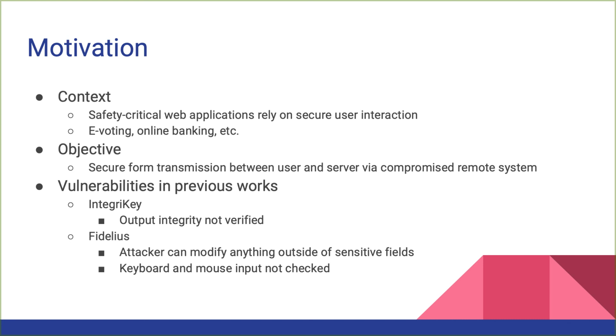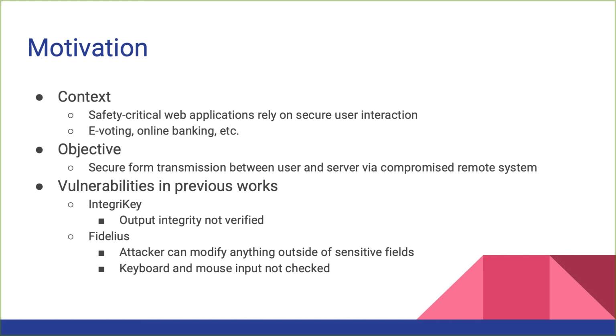Previous works like Integrity and Fidelius have attempted to solve these problems, but they are inadequate. For example, Integrity is an external device that signs user input and then sends that to the server. The issue is it doesn't check what's displayed on the screen. So if you're on Venmo or something and you type 100, the display can read 10. So you might think, oh, I forgot to type a 0. So you enter another 0 and the display says 100, but Integrity sees 1000. So that's what it sends. And yeah, that's the issue with Integrity.